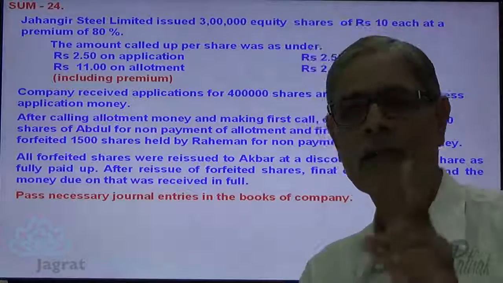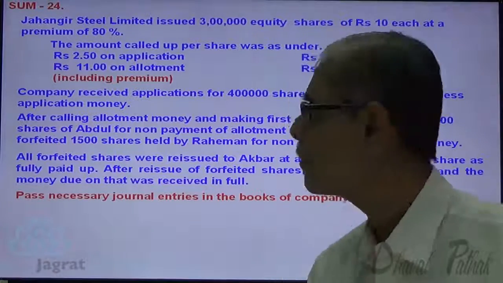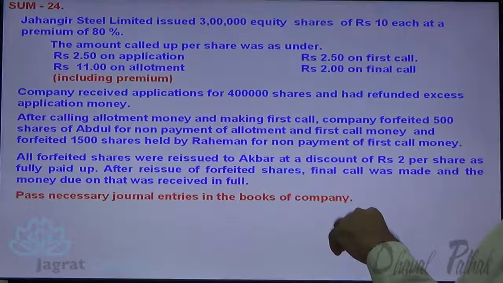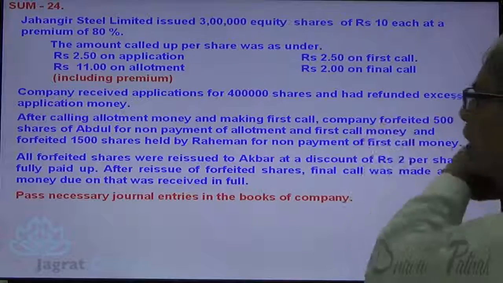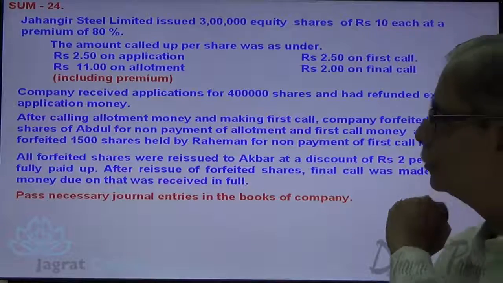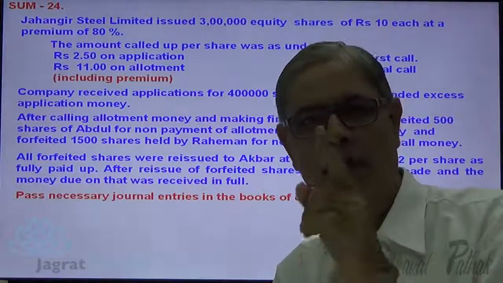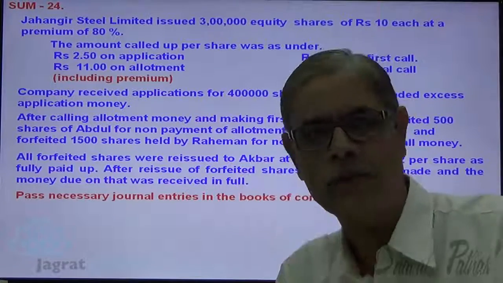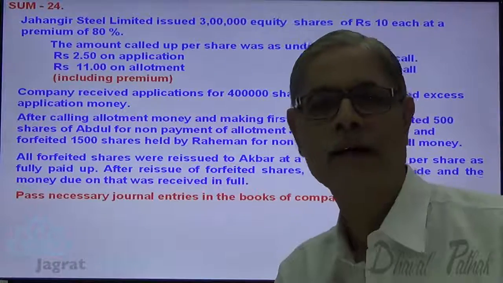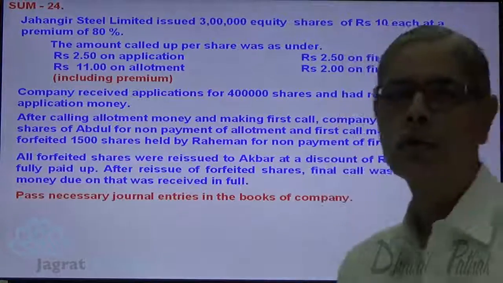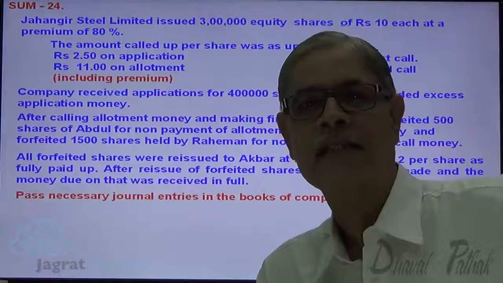was received. Now what is the most important point? First shareholder, who was allotted 500 shares, that is Abdul, who was allotted 500 shares, not paid allotment and first call. His shares are forfeited before demanding the final call. So called up capital thereon is 2 rupees less out of 10. 8 is the called up capital.